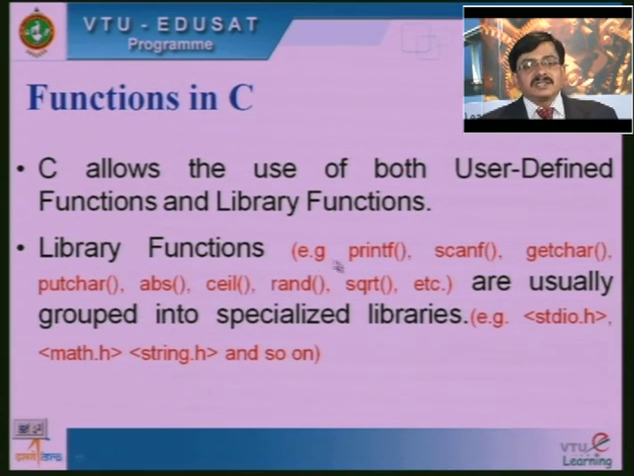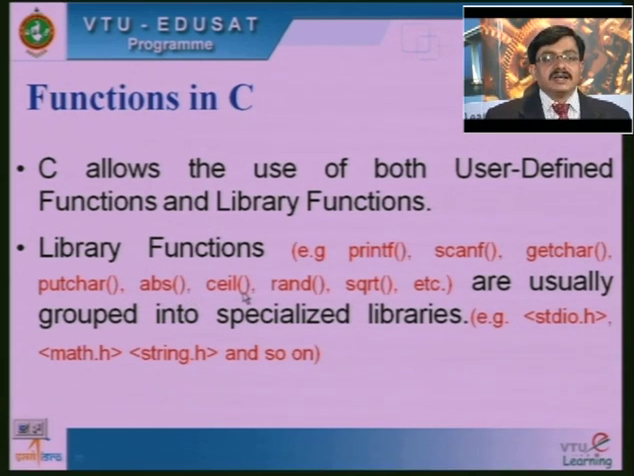Library functions include printf, scanf, getchar, putchar, or abs, which computes the absolute value of a number, then the ceil function, which finds the ceil value of a number. Similarly, the rand function, which is a random number generator, generates a random number. Similarly, we have the sqrt function, which computes the square root of a number. So these are already available in the library, and likewise we have plenty of functions available in the library.